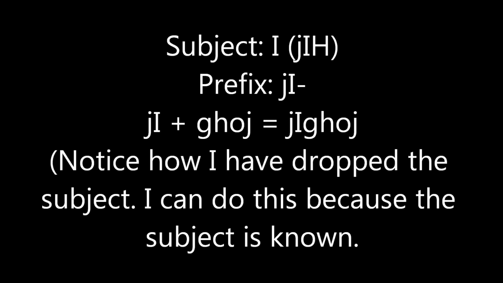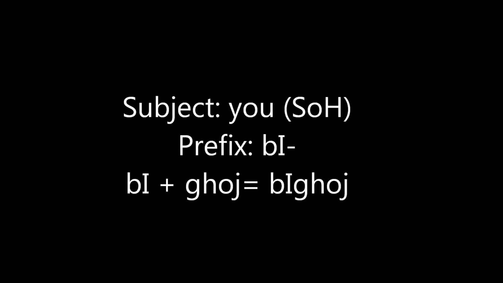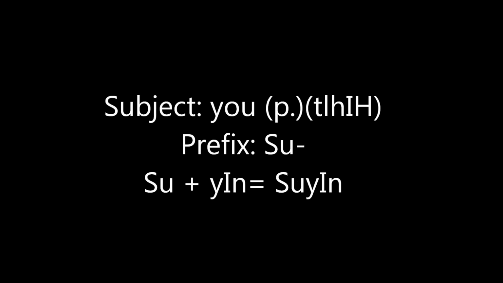If your subject is I, place the ji in front of the verb. So goj would become jigoj. Notice how I dropped the pronoun. This is because the subject is already known. If the subject is we, or mach, you add ma to the front of the verb. So yin would become mayin. If the subject is you, or soch, you add be to the front of the verb. So goj would become begoj. If your subject is the plural you, then you add su to the front of the verb. So yin would become suyin.